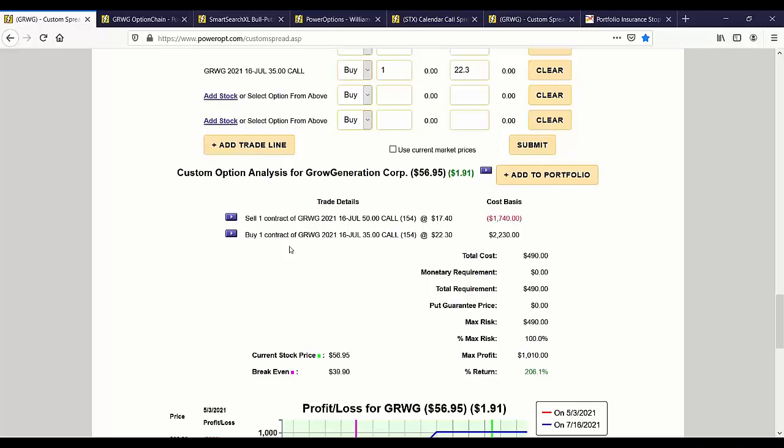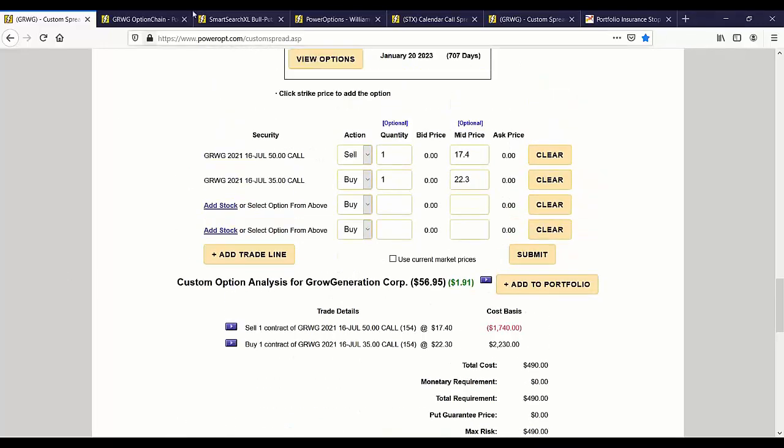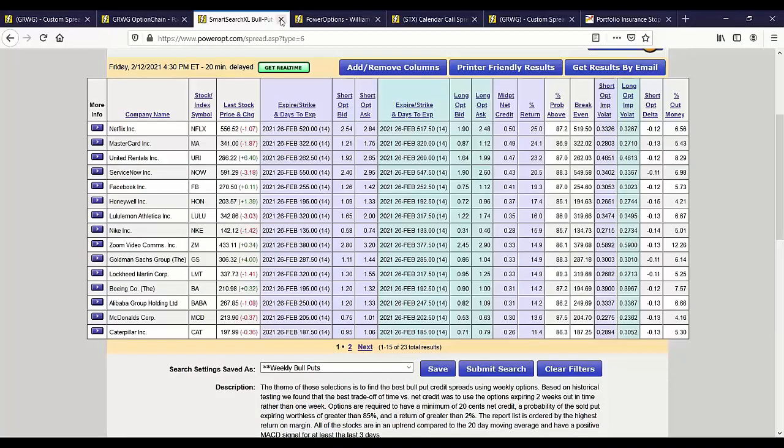All right, so that's some discussion on the Bull Call Debit spreads. There was a customer who had emailed in earlier today.